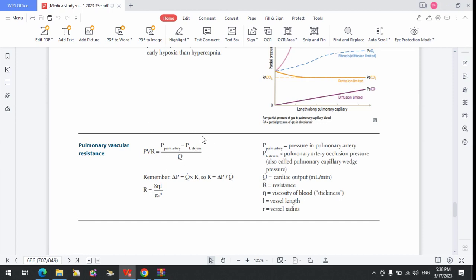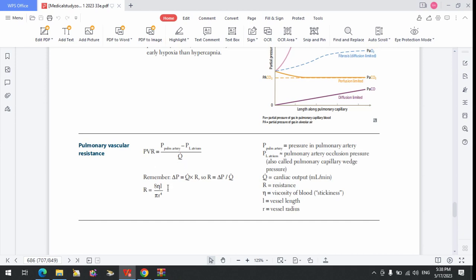So if you want to calculate your left atrial pressure, we are going to measure the pulmonary capillary wedge pressure, because you cannot measure the left atrial pressure directly. So you measure it as the pulmonary capillary wedge pressure. If you find the difference and divide that by the flow rate, which is the cardiac output, you get your resistance.